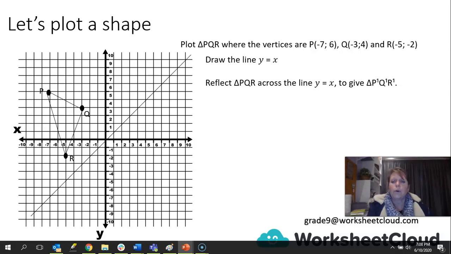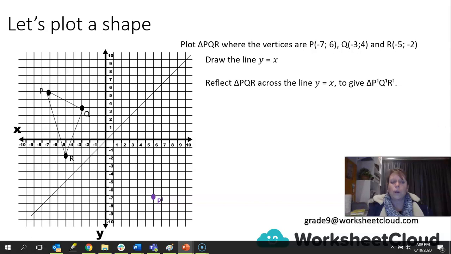Alright, so what are we going to do? If we're going to reflect, we interchange the coordinates. So instead of P being minus 7, 6, it's now going to be 6, minus 7. So there you can see we are on point 6, or where x is 6 and y is minus 7. And that will give us our point P1.